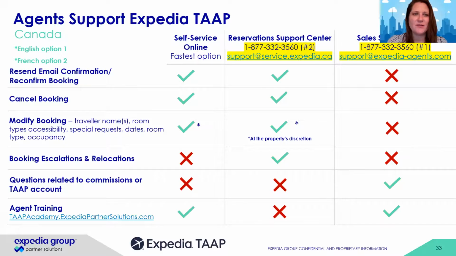Okay, and if a client books in the US, can they pay in US dollars as well? Or once you have a Canadian TAAP account, then you're stuck to one currency? So if it's a Canadian TAAP account, it'll be in Canadian dollar currency. If they have a US TAAP account, it would be in US. So it just depends what they sign up with. So there's no way to change once you have that specific TAAP account signed up in that region, unfortunately.